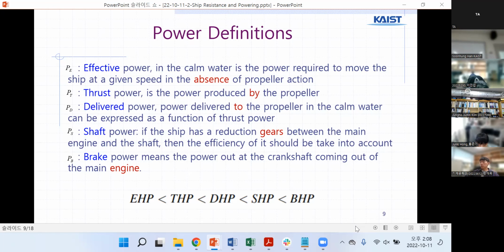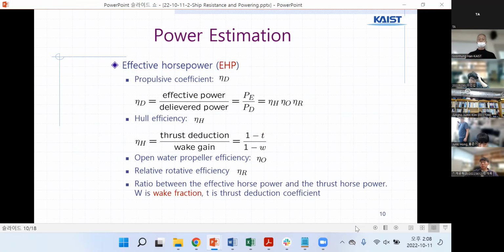As a designer, you need to calculate engine power size. So all the equations need to be calculated to select the engine. Effective horsepower can be calculated from delivered horsepower, the efficiency, hull efficiency, and, more complicated, also water efficiency, propeller efficiency, and wake fraction. Wake fraction is something like this.